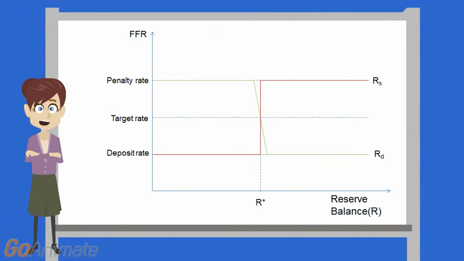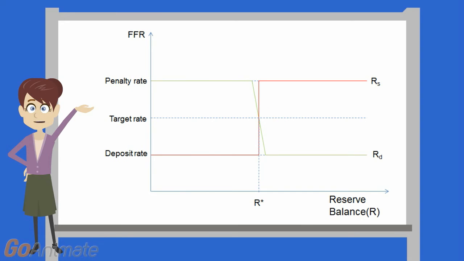In order to implement this system, the central bank chooses a target overnight rate consistent with its goals for inflation and economic growth. The central bank supplies a certain level of reserves to the banking system, which it can influence through the open market operations that we previously talked about. At the top of the graph is the penalty rate, or the ceiling of the corridor.